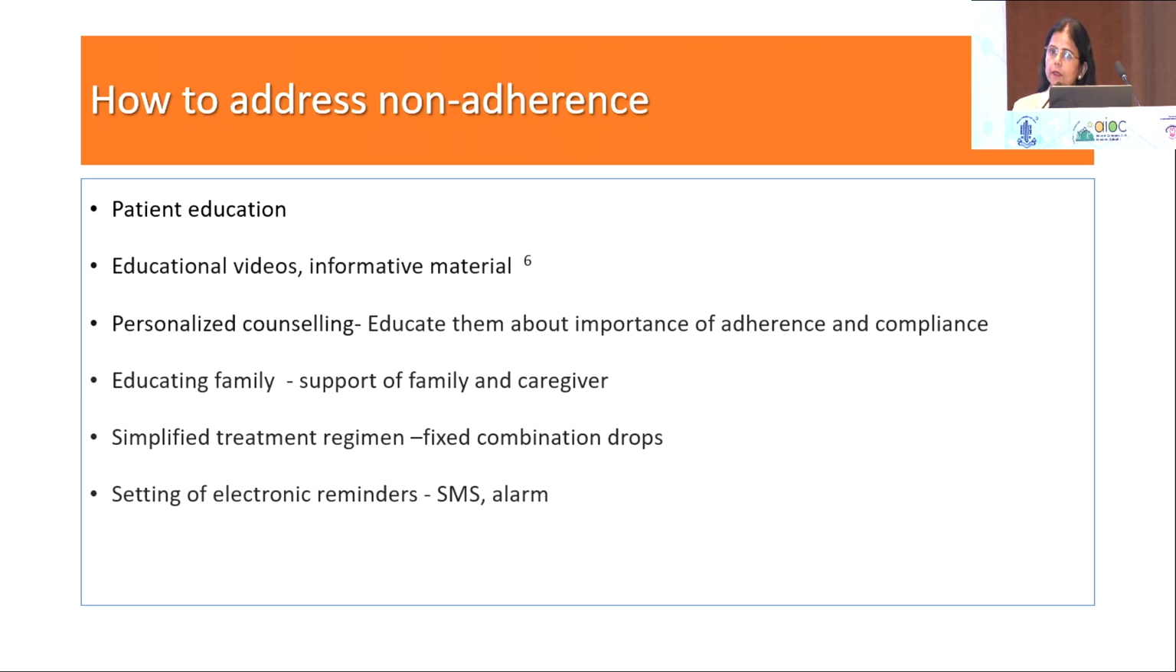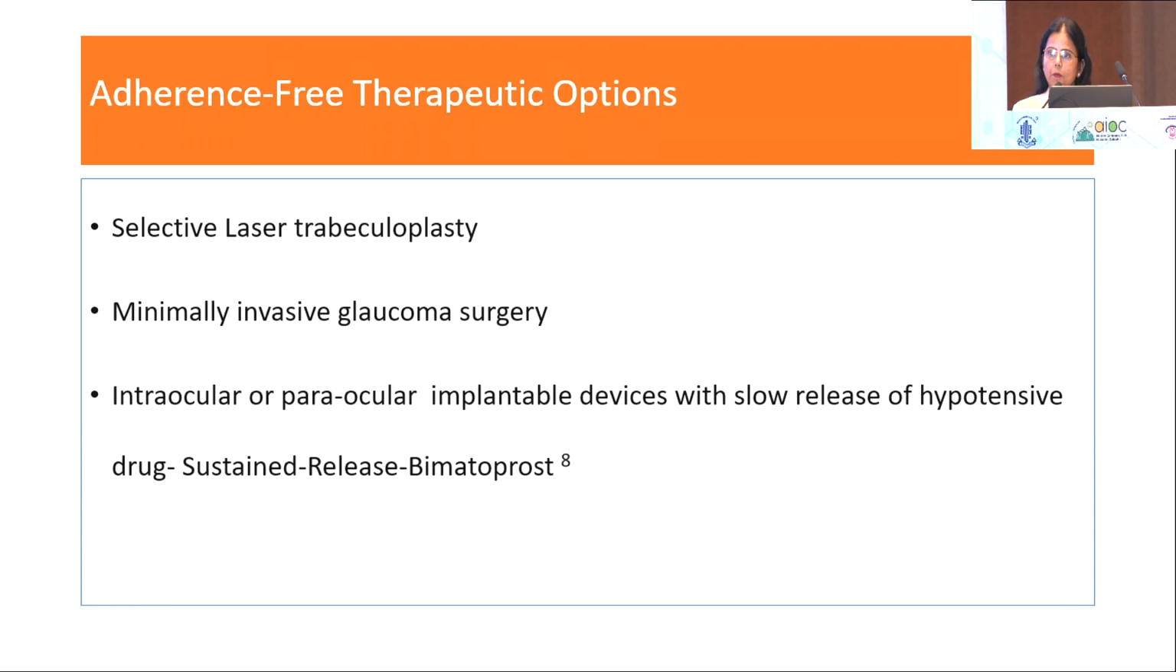Another thing is to simplify the regimen, whatever we are prescribing. Give the minimum number of bottles and the minimum number of drops. We can choose a combination of drops, and that will help in improving adherence. We can set alarms in clocks or watches, or put some reminders so that the patient can put the drops. What else we can do is opt for certain other therapeutic options, like we can do SLT.